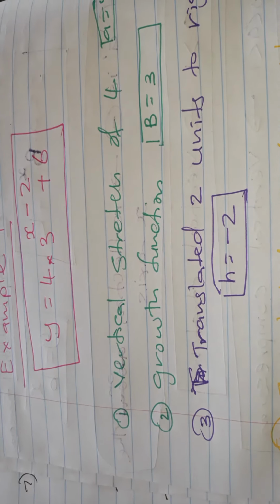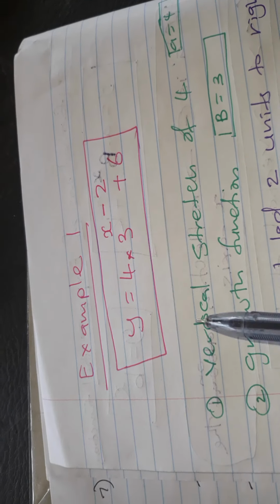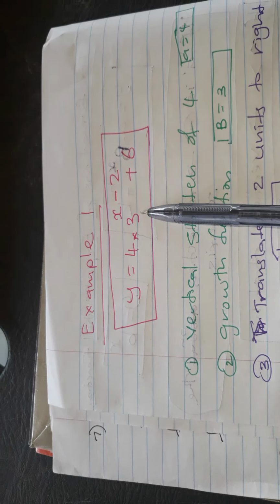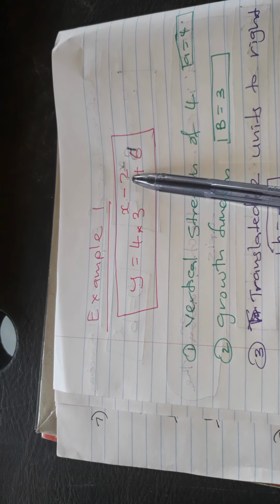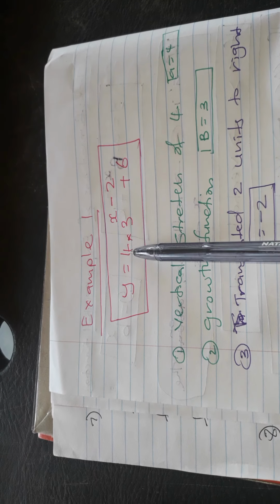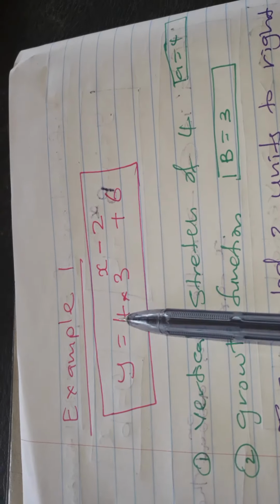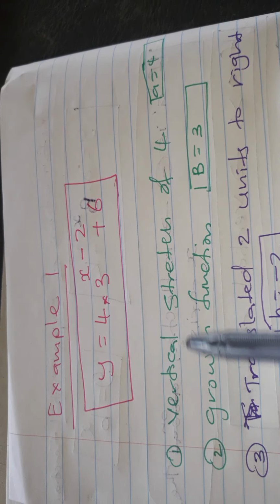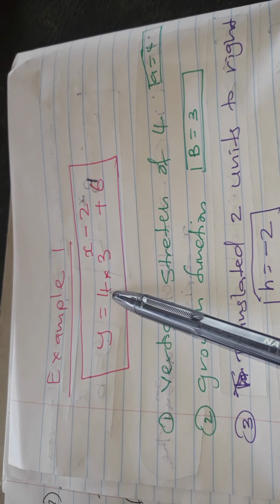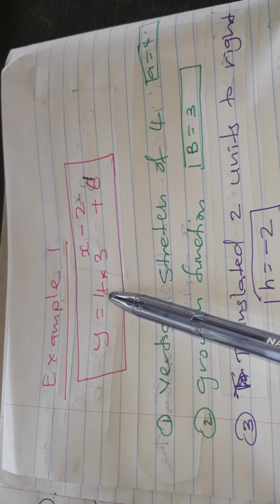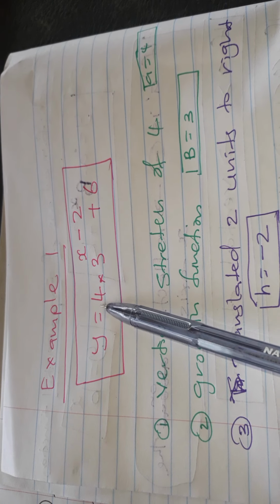Right, let us look at our first example here. It says y = 4 times 3 to the power of x minus 2, plus 6. So we can see it's a vertical stretch of 4. It's a positive whole number, right? More than 1, vertical stretch of 4.